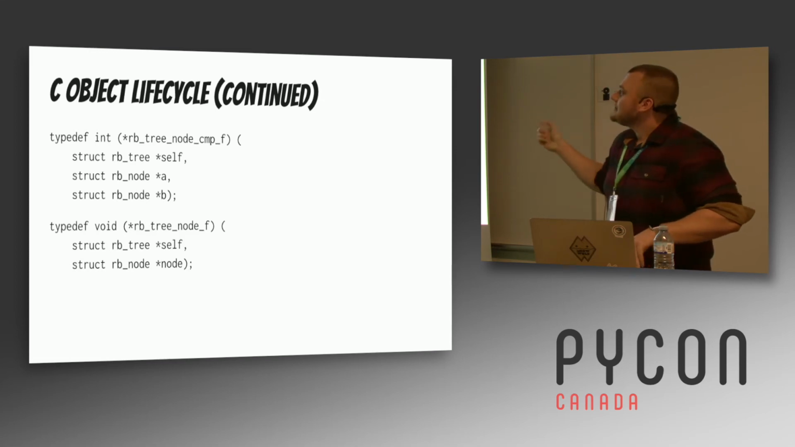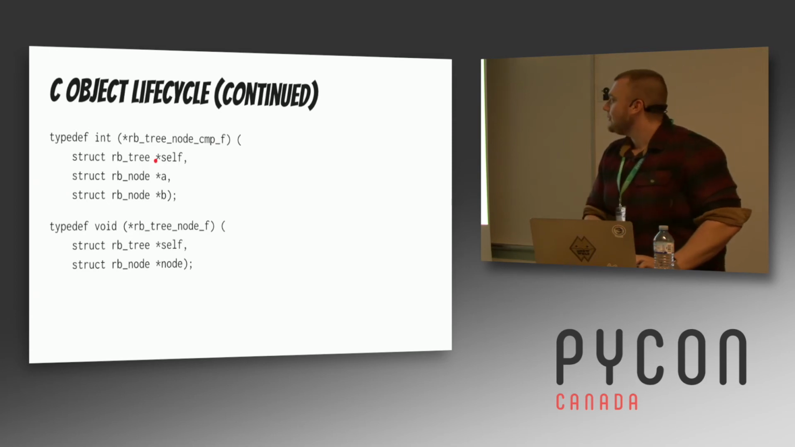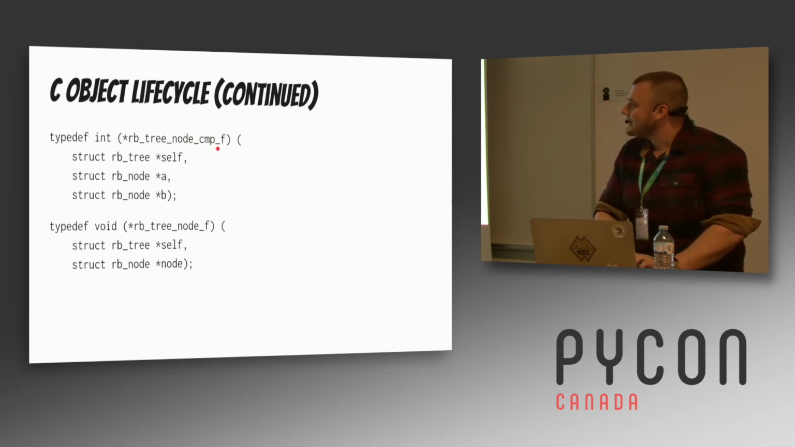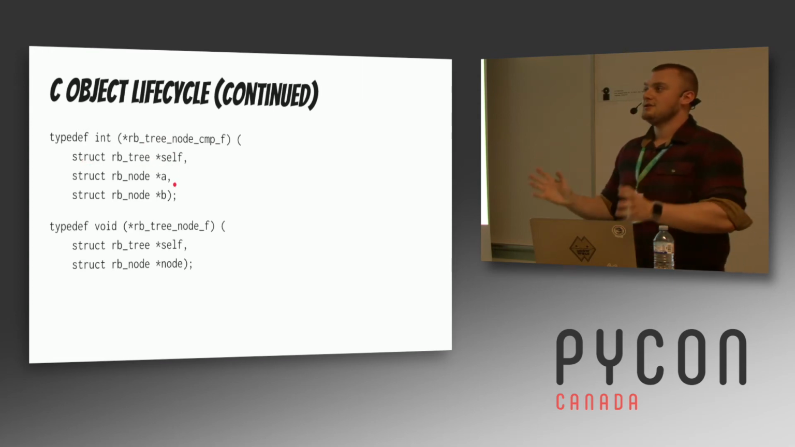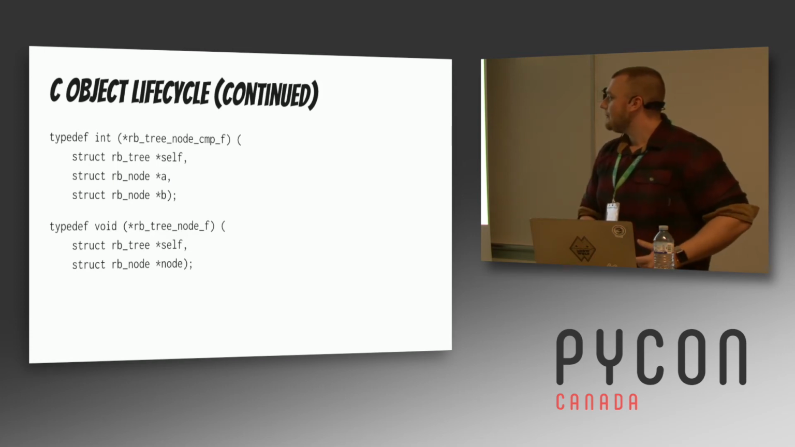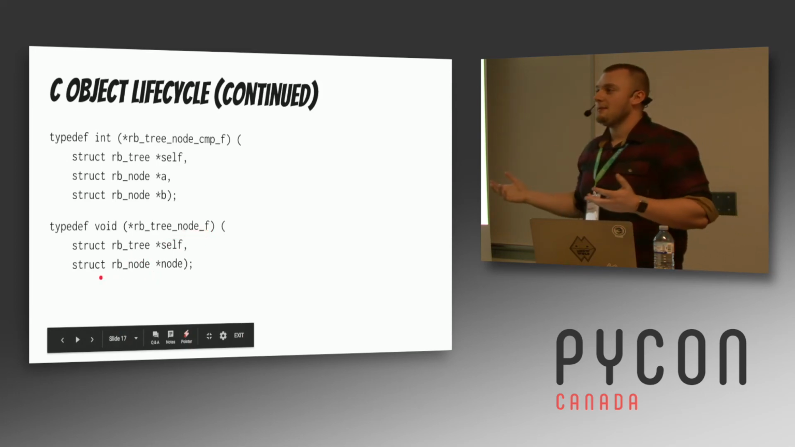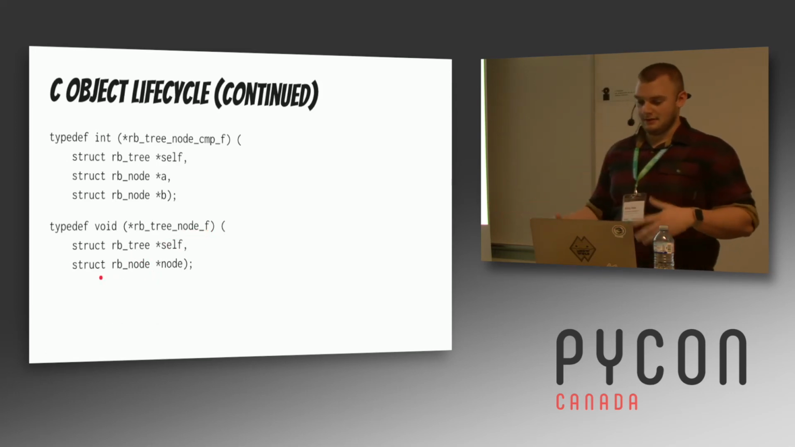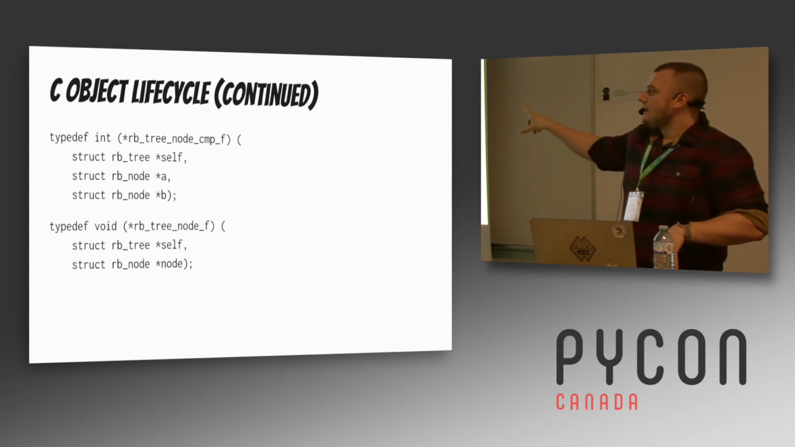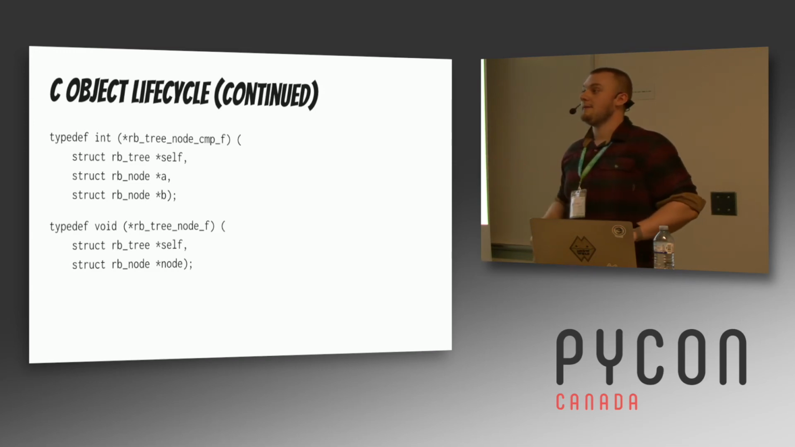These are the C definitions for those callbacks that I mentioned in the previous slide. The tree comparison function is going to take a reference to the tree itself and two nodes, and in theory it just returns an integer that says whether one node is less than or greater than the other. And then we have this other general callback function that takes a tree and a node, and maybe frees up the memory associated with it or does the reference counting. These typedefs, which define C callback signatures, go in your header in the CFFI build file.